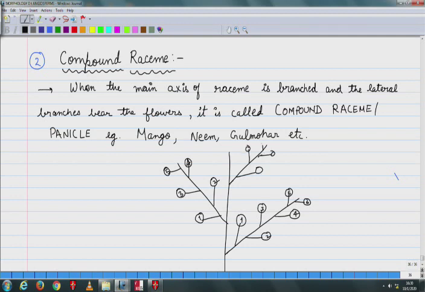Are you getting my point? This is what is happening. Compound raceme, panicle. Look, these things are not given to you in NCERT. These are very important for NEET, but not given in NCERT.